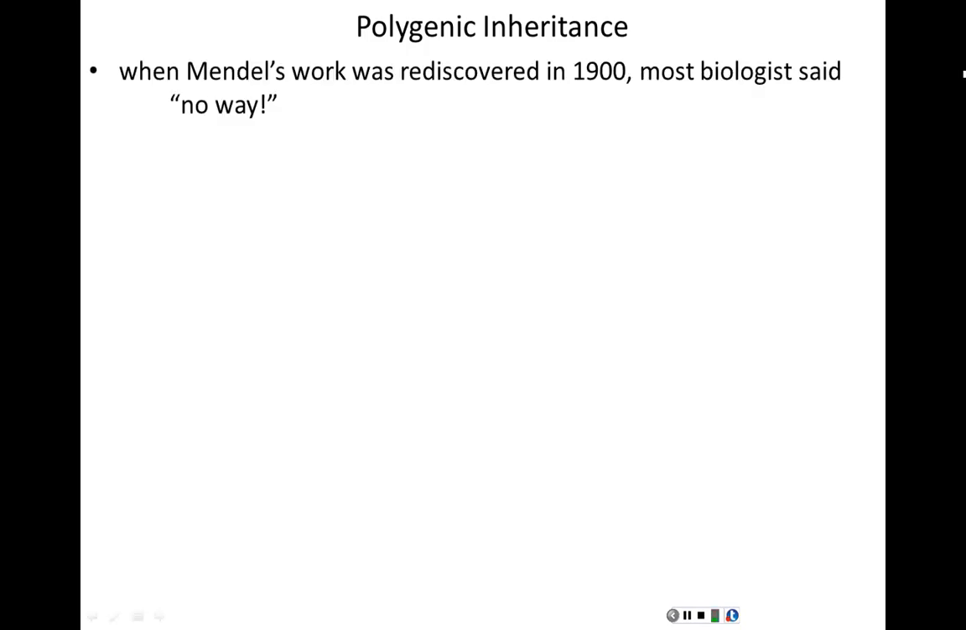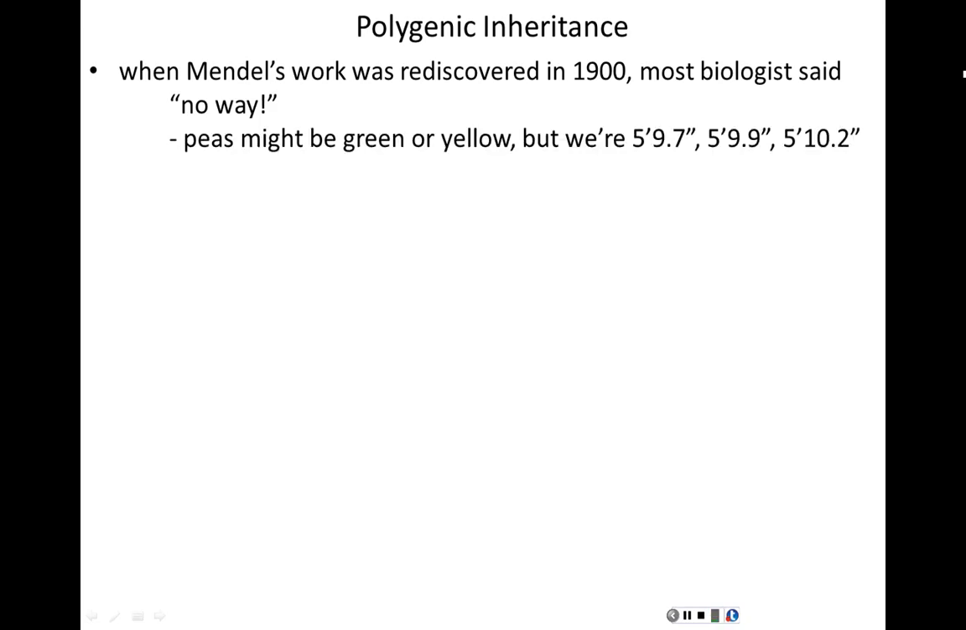So now on to polygenic inheritance. When Mendel's work was rediscovered by botanists in about the year 1900, most biologists took a look at that work and said, you know, that's great for pea plants, and that's really interesting, but that's an obscure exception to the rule. When it comes to human beings, there's no way that's how it works. Because peas might be green or yellow, tall or short, qualitative in so many ways, but people are most definitely varying on a continuous spectrum.